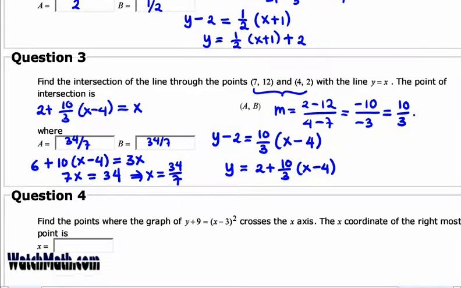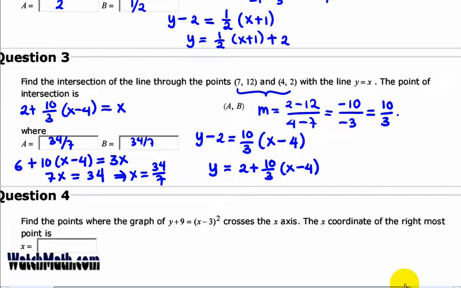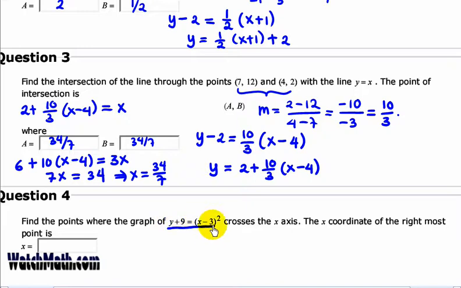Okay, the next problem, question number 4. Find the points where the graph crosses the x-axis. Crossing the x-axis means that the y coordinate is equal to 0. So what we need to do is just substitute y equals 0 there. Or if you want, first you write this as y is equal to (x minus 3) squared minus 9. And the equation of the x-axis is y equals 0.